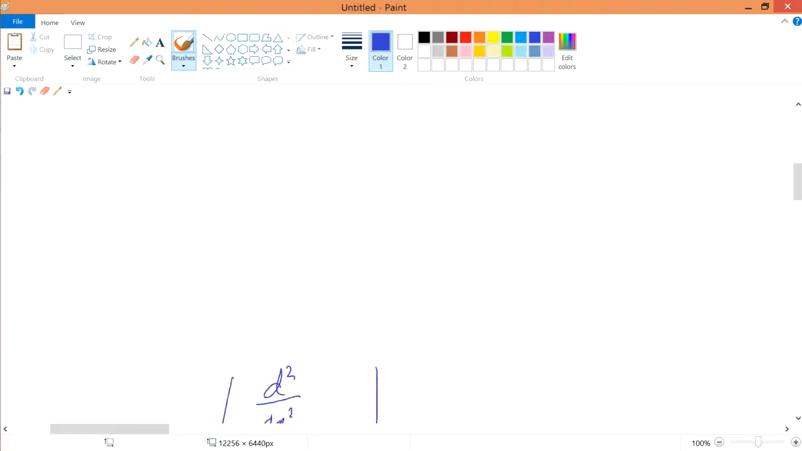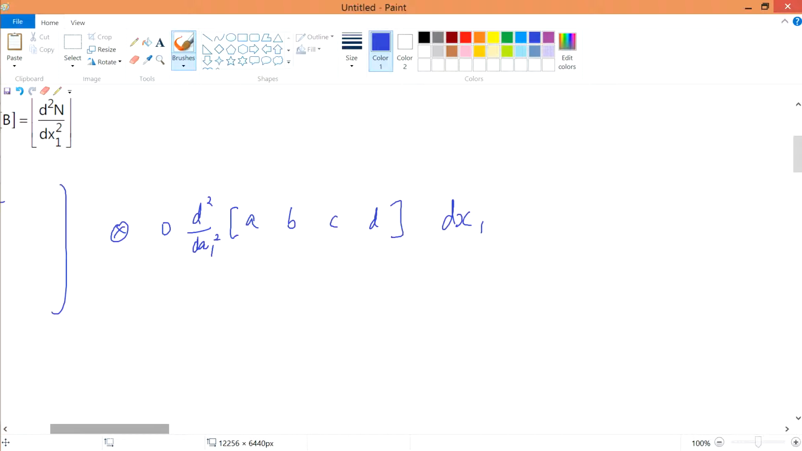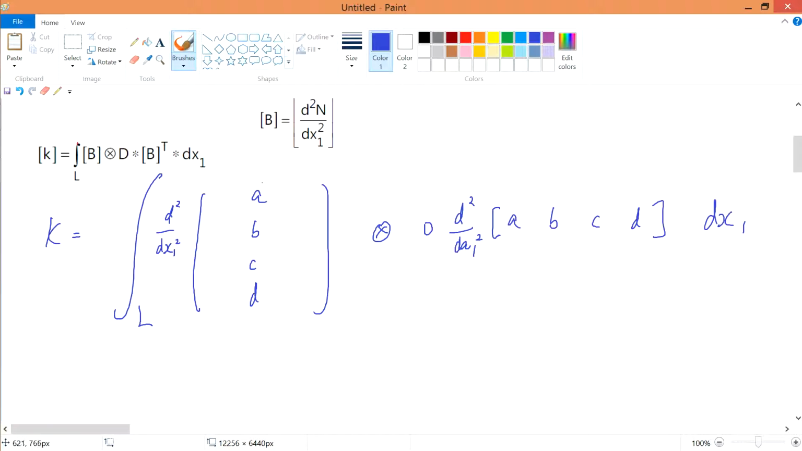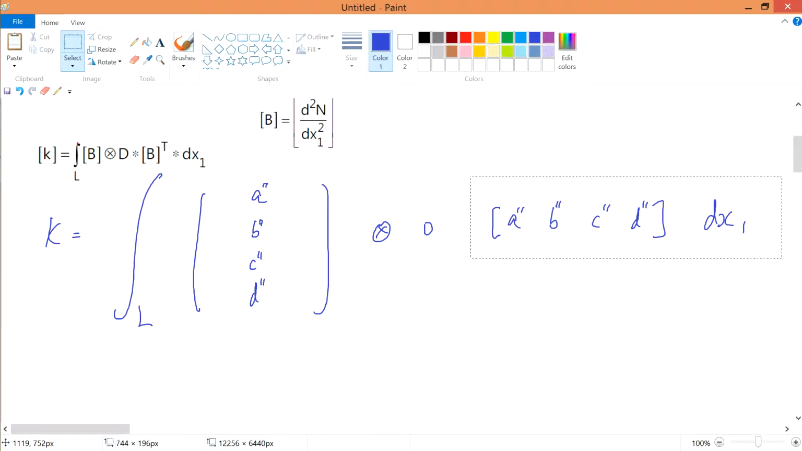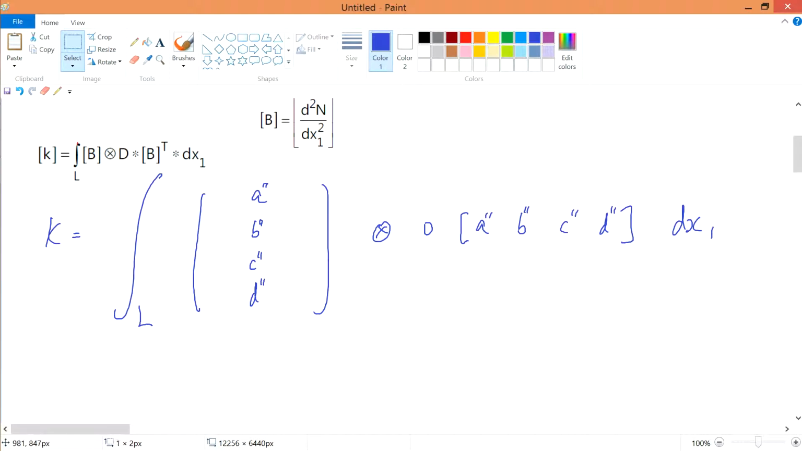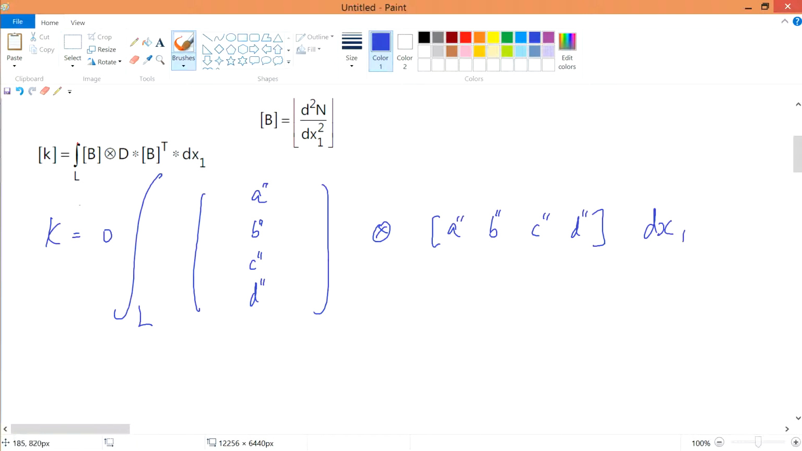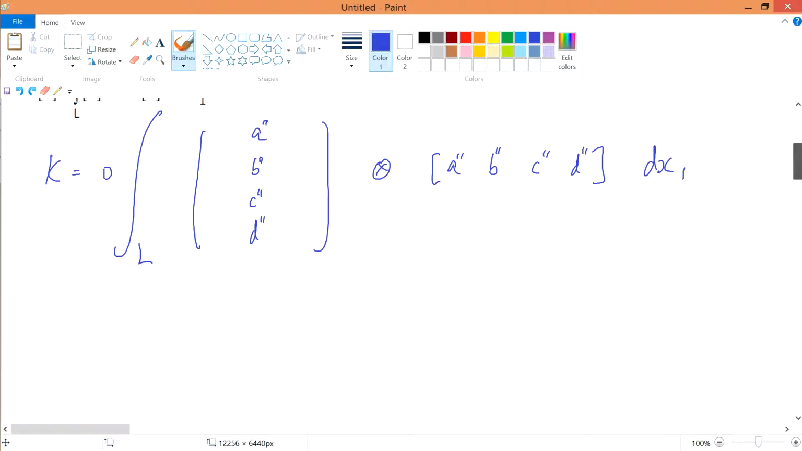If I were to write it in this form, I can simply write a prime prime, b prime prime, c prime prime, d prime prime. Same thing over here. Because I differentiated already, I have these things left over. Next, I see that this d is a bit troublesome, so I'll bring it out. The d is just some constant, so I can extract it out, or factorize it out.